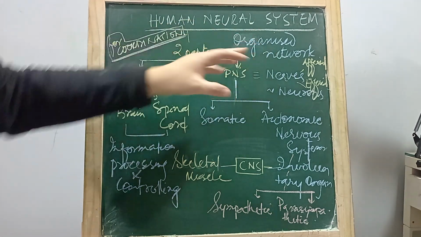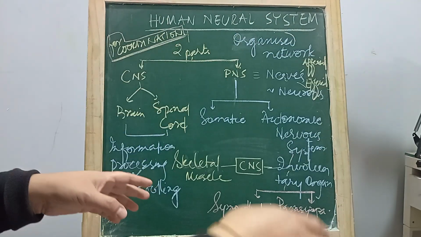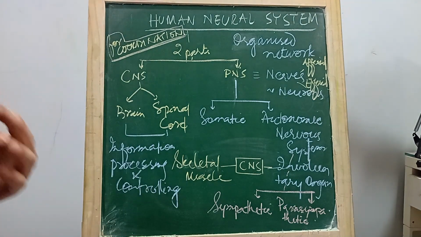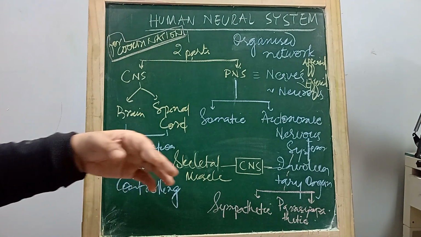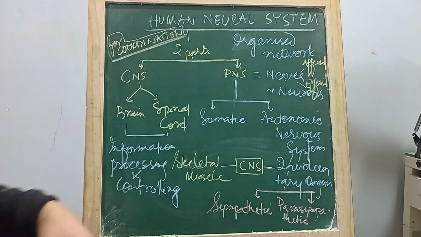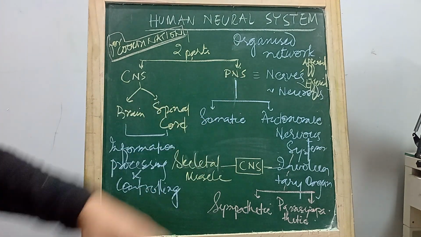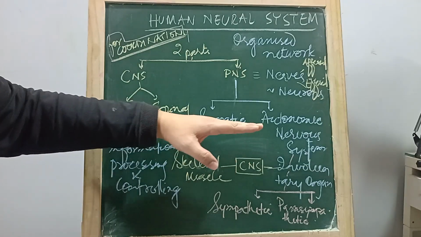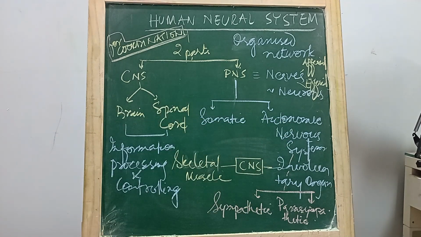This system is an organized network. The neural system is an organized network which maintains the coordination between different organs of the body. And now the peripheral nervous system, which only consists of nerves or neurons, is again divided into two different kinds called the somatic nervous system and the autonomic nervous system.